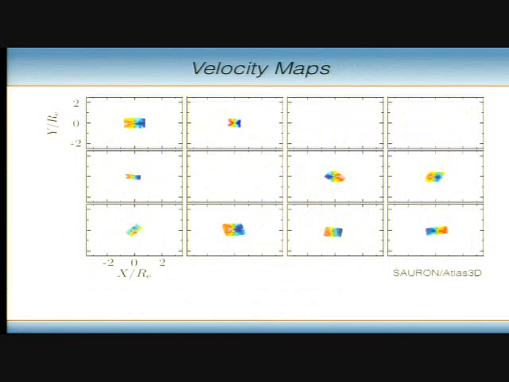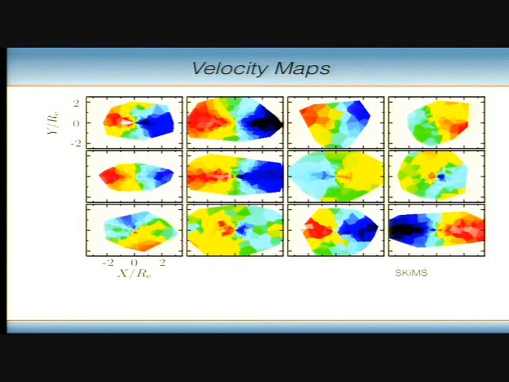So I'm going to show you what some of the velocity maps look like. So just to show you what I'm talking about here, the spatial scales that I'm showing are now 3 effective radii. And for the data that have Sauron or Atlas 3D measurements, I've already put those in this box. And now I'm going to show you what our new data look like. So that's the difference. This is before, this is after.